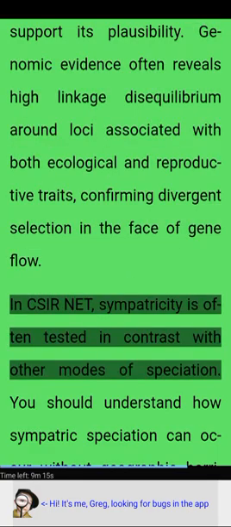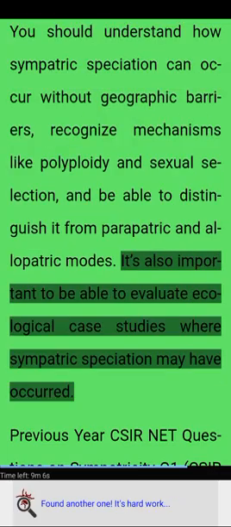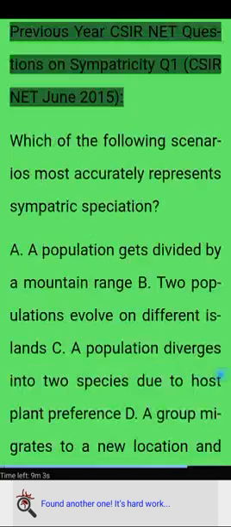In CSIR NET, sympatric speciation is often tested in contrast with other modes of speciation. You should understand how sympatric speciation can occur without geographic barriers, recognize mechanisms like polyploidy and sexual selection, and be able to distinguish it from parapatric and allopatric modes. It's also important to be able to evaluate ecological case studies where sympatric speciation may have occurred.